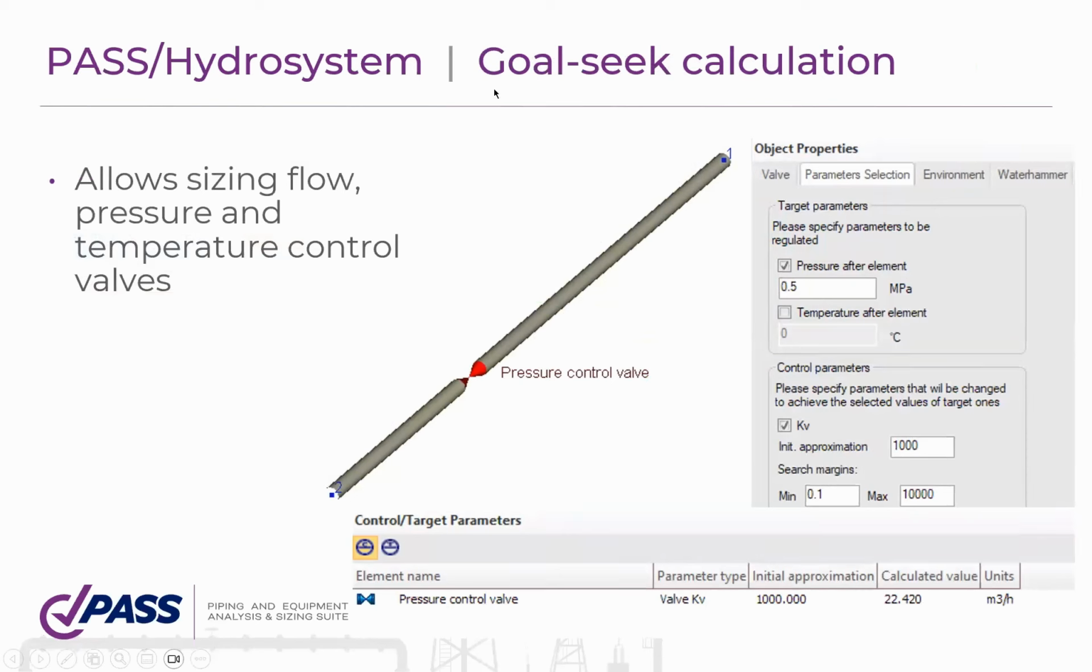In HYDROSYSTEM, we have a special goal-seek calculation service. We call it parameter selection. For instance, if you want to size your pressure control valves, flow control valves, or temperature control valves, you can say that you want to get a temperature, pressure, or flow rate of this value over here. How do I need to set up these valves, what Kv or Cv or other parameter do I need to achieve this? And the program will calculate this parameter at such a value that allows you to control what you want to control in your piping system. So you can size pressure control valves and other control valves right in HYDROSYSTEM.